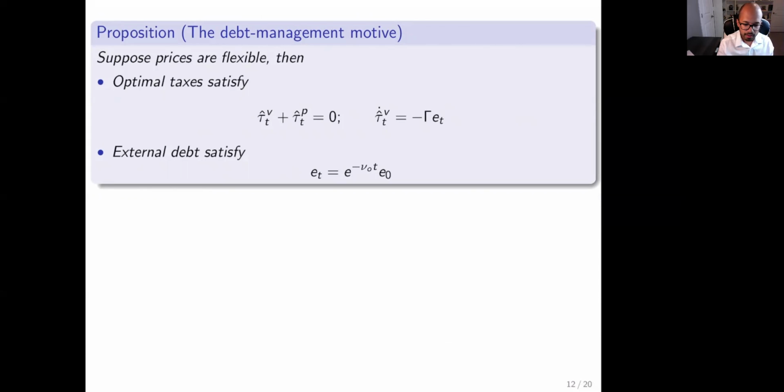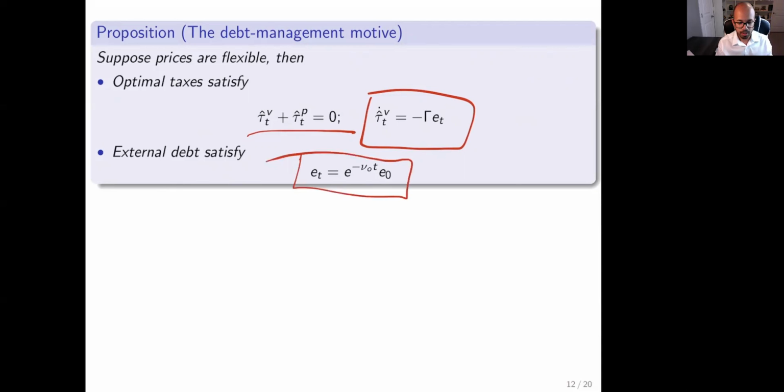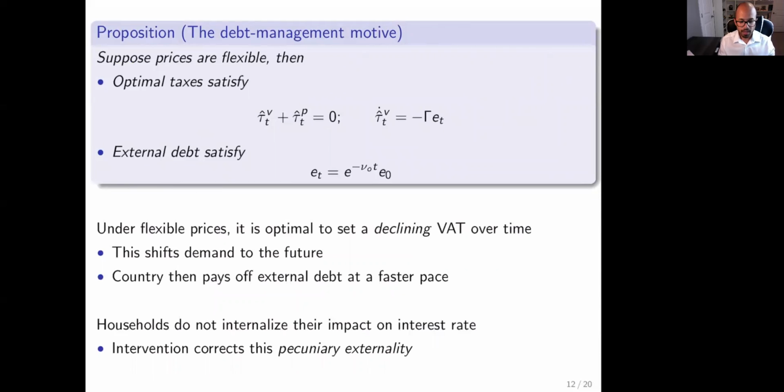We find that the level of taxes, the sum of the VAT and the payroll tax, is capped at its steady state level. And the VAT should be decreasing if you start with a high level of external debt, and the external debt slowly declines over time. Okay? So we see that it's optimal to set a declining VAT over time.